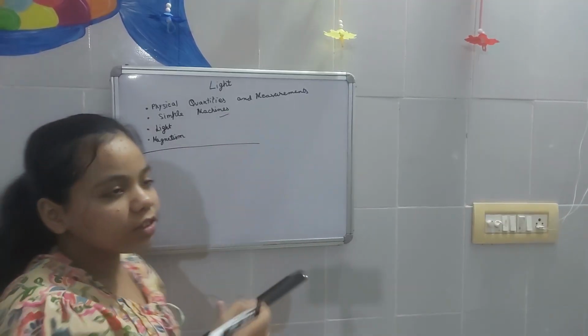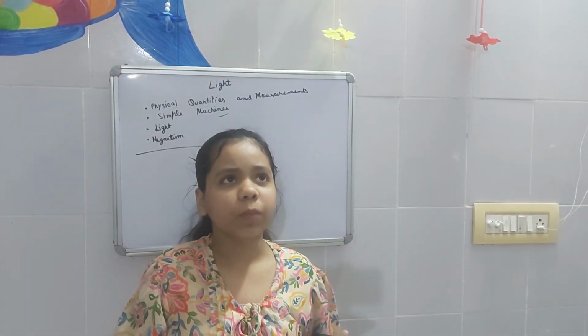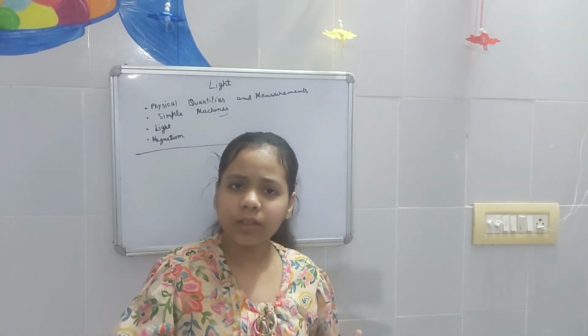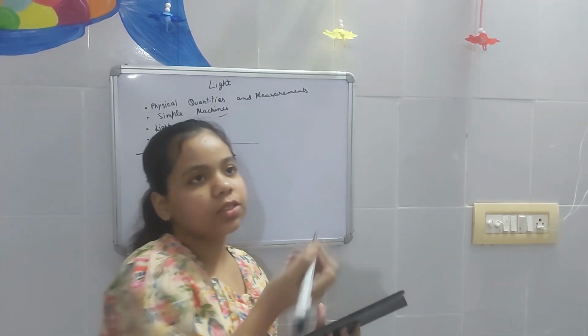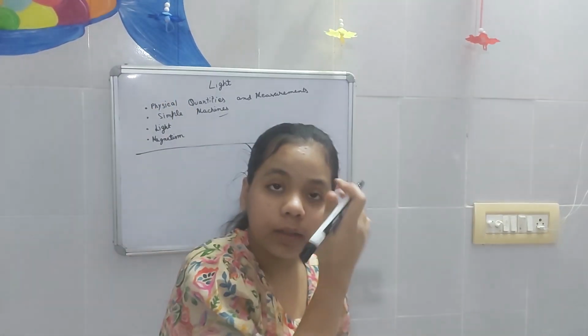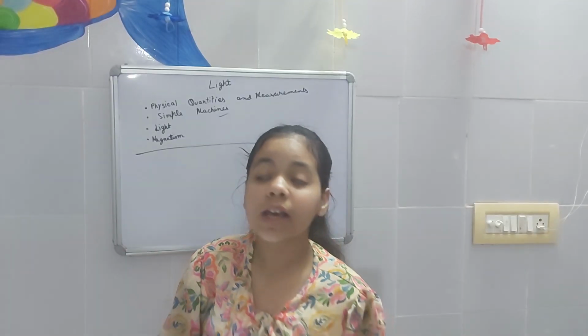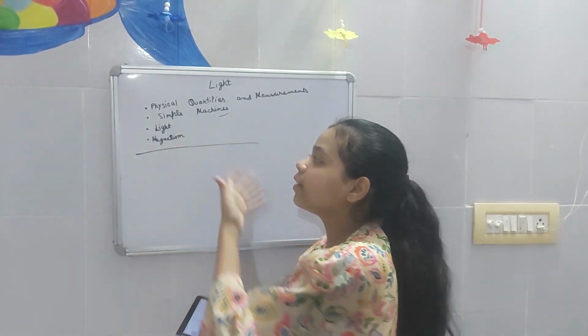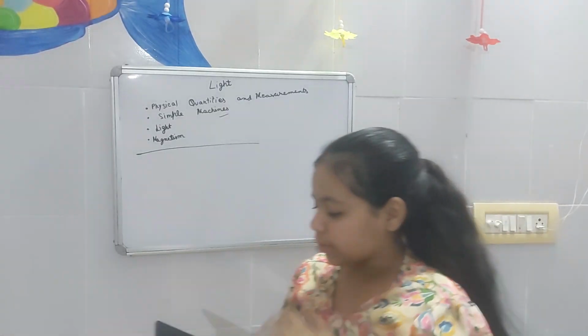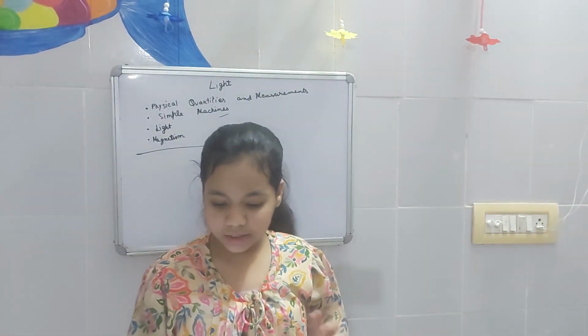The simple machines like lemon squeezer and nail cutter, all these are simple machines only, right? Then light. Light makes objects visible to us. That's why light is important. So the same process is for all these chapters.